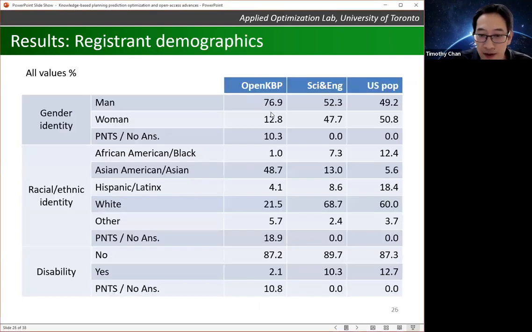Some demographic information, I think it's kind of interesting, but we did want to look a little bit at the diversity of the population. And what we notice is, compared to the general US population, the science and engineering subpopulation, and then looking at our open KBP population, we were much more skewed in terms of gender, in terms of Asian race, much more so than the general population, but no major skew in terms of disability.